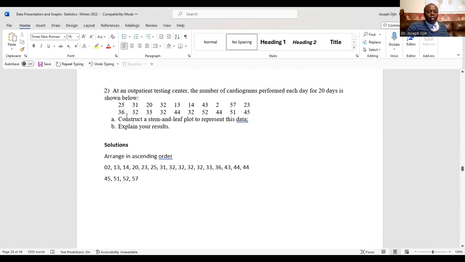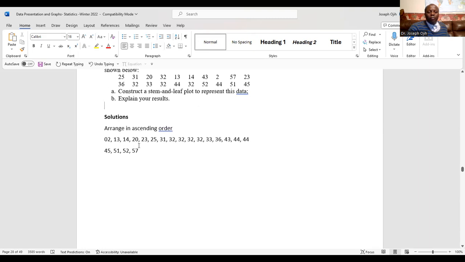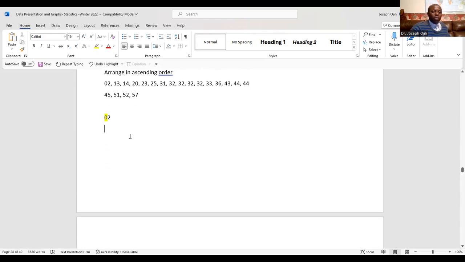So now let's look at this type. Of course, the first thing is to arrange them in order. They're in order. Let's start with the first one, which is 02. The first number is the stem, and the other one is the leaf. So you have stem, leaf.